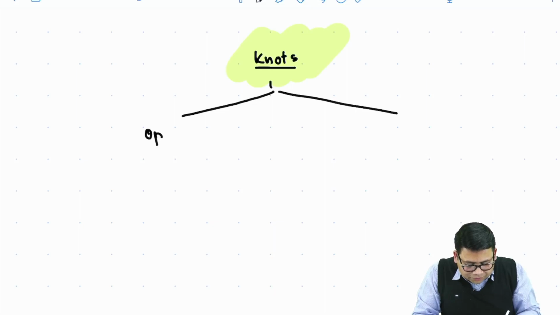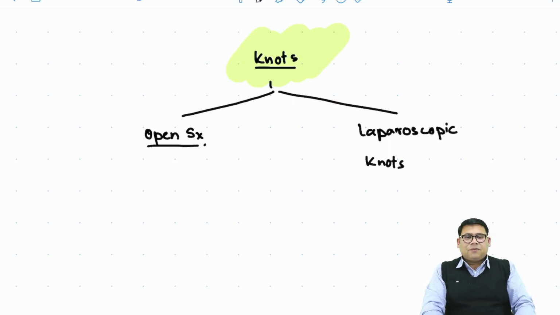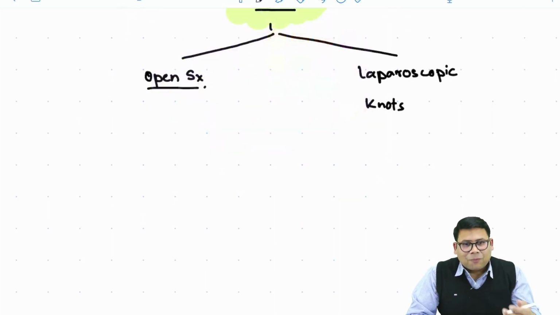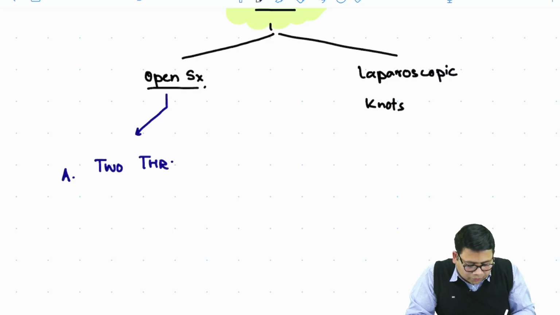So, when you talk about the knots, it is very simple to understand what are knots. Knots we have of two types. Either you have the open surgical knots, or you have the laparoscopic knots. Let us try to understand the difference between the two, but before that, let us see the open surgical knots. Open surgical knots, what are they? They are either a two-throw knot. When we talk about two-throw knot, what are the concepts of two-throw knots?